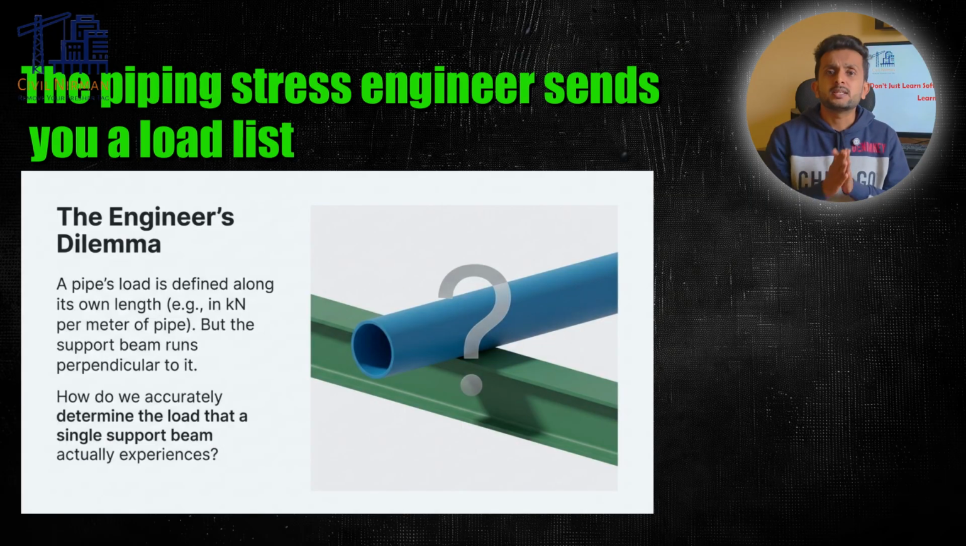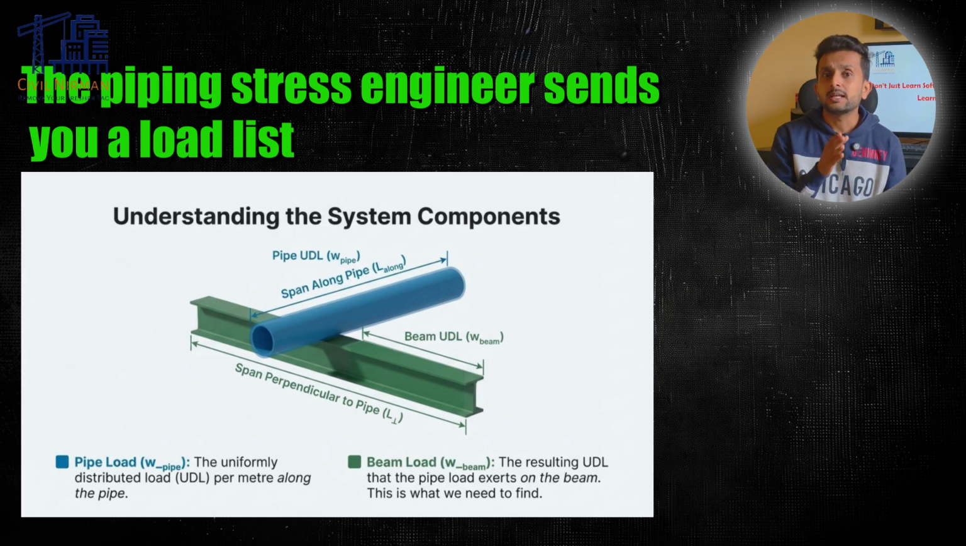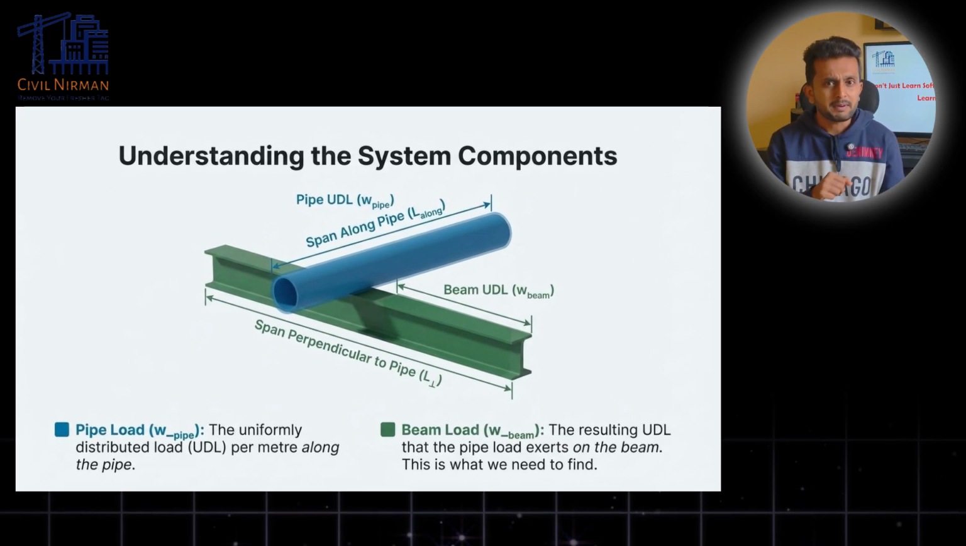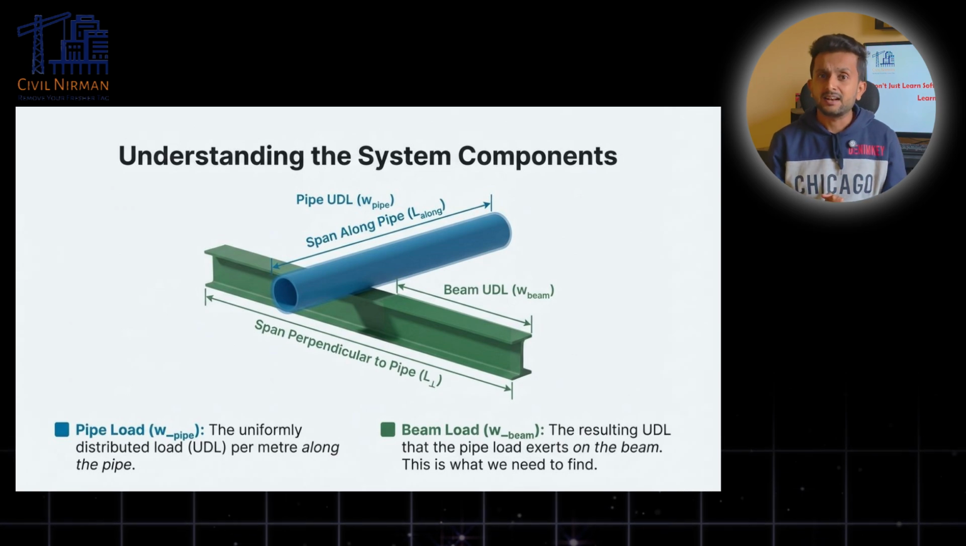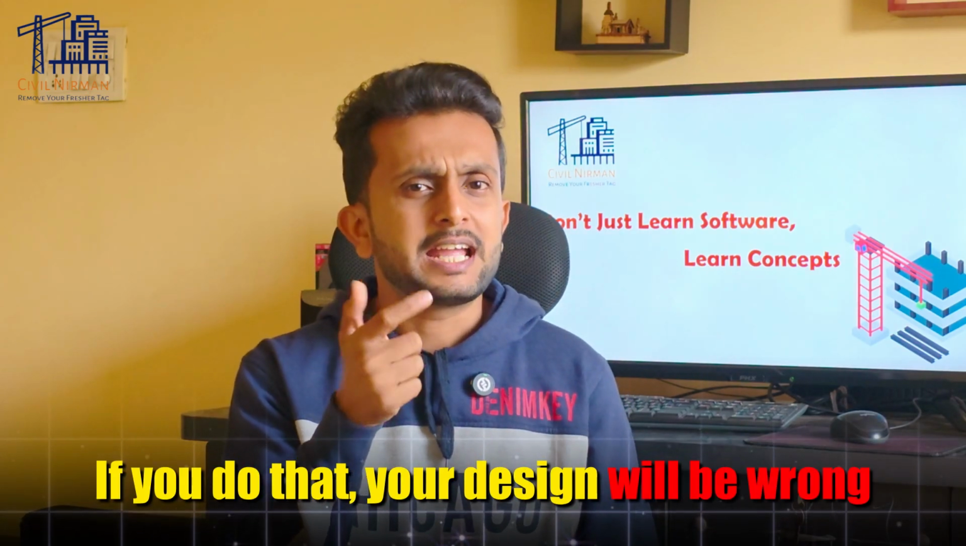See, the piping stress engineer sends you the load list. Now they tell you that the pipe weighs, let's say 4.5 kilonewtons per meter, but that load is defined along the length of the pipe. Your beam runs perpendicular to the pipe. Now you cannot just take their numbers and type it into STAAD. See, if you do that, your design will be wrong.